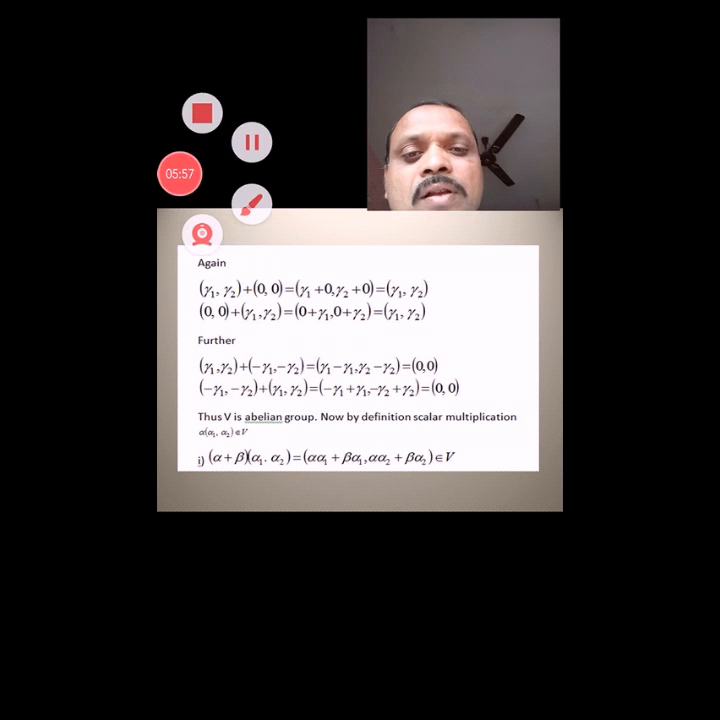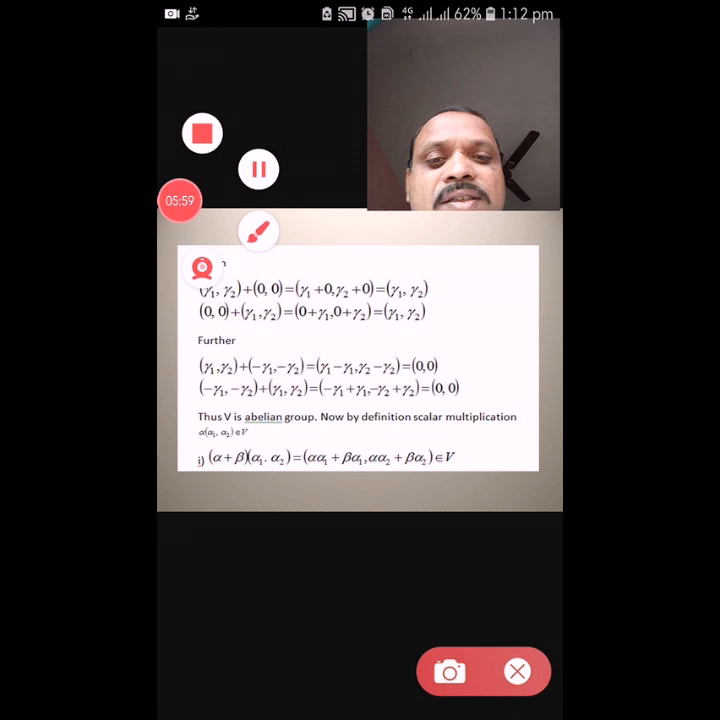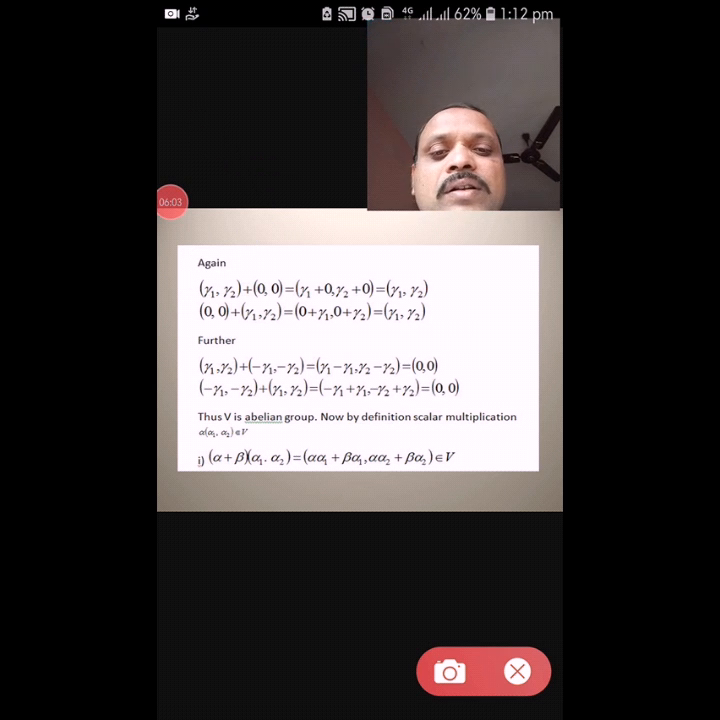Again, let us see this. If we take a 0 comma 0 ordered pair and add this ordered pair, we get gamma 1 plus 0 comma gamma 2 plus 0. So gamma 1 scalar, 0 is a 0 element of F. Therefore gamma 1 plus 0 means gamma 1, gamma 2 plus 0 means gamma 2. So again we get an ordered pair, a member of V.